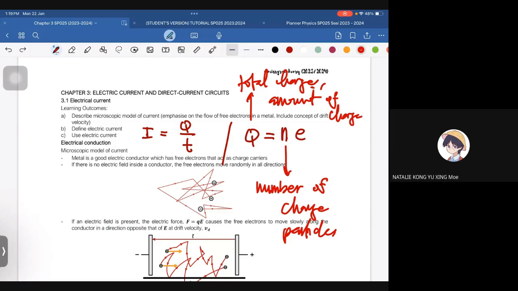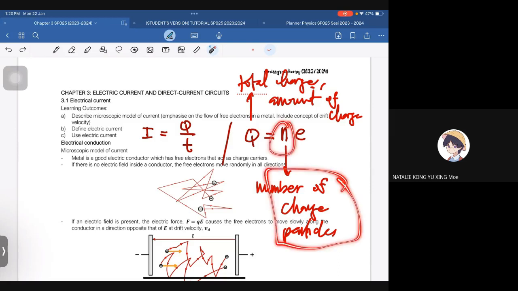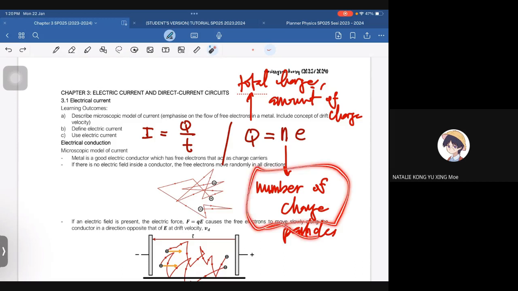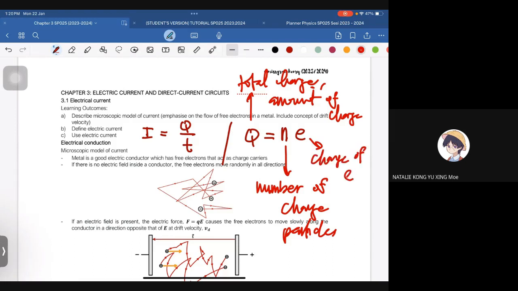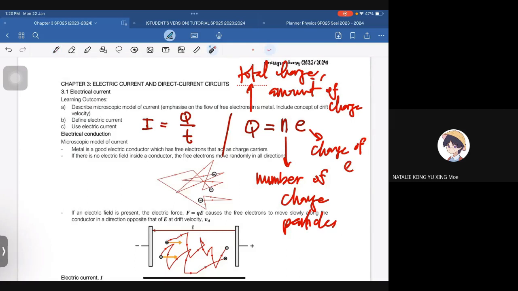So basically, if the question asks for the number of charge, make sure you find N. If it asks for the total charge or the amount of charge, that is Q. Earlier there was a question from the previous class saying that number of charge means Q, but I said no, number of charge is N. The reference book says that number of charge means N, while Q is just the total charge or amount of charge. So amount is not number. And e here is basically the charge of an electron.